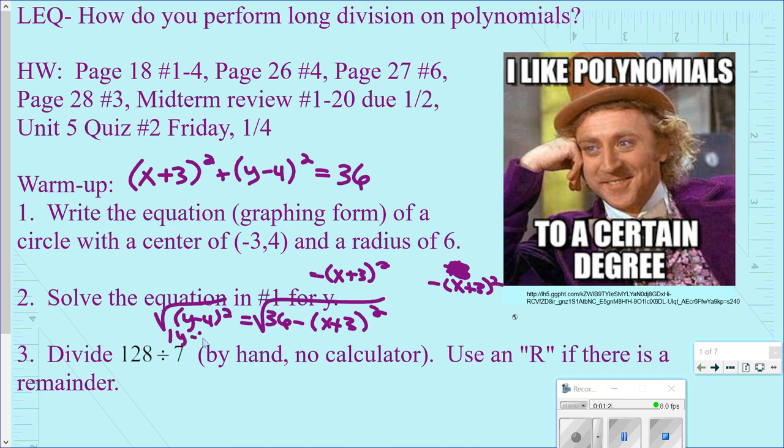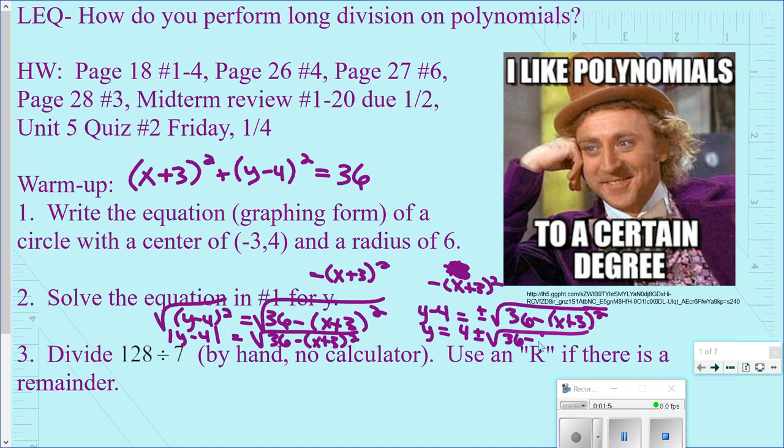which is going to give me the absolute value of y minus 4 is equal to, remember, we can't break that up, so we're going to leave it alone. Next, I have y minus 4 equals plus or minus the square root of 36 minus the quantity x plus 3 squared. And then lastly, let's add 4 to both sides. So y equals 4 plus or minus the square root of 36 minus the quantity x plus 3 squared. That is my equation for the circle in y equals form.